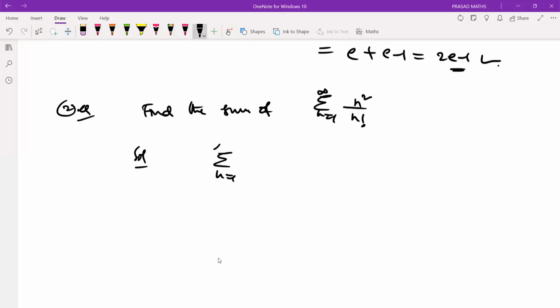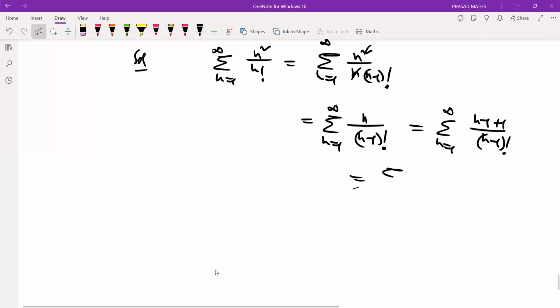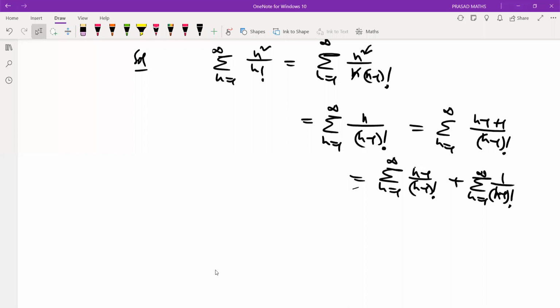So what is this exactly? Summation n equals 1 to infinity n square by n factorial. What is this exactly? Summation n equals 1 to infinity n square by n into (n minus 1) factorial. Again n square cancels. Therefore summation n equals 1 to infinity n by (n minus 1) factorial. Again you can split it: n minus 1 plus 1 over (n minus 1) factorial. But what is this exactly? Summation n equals 1 to infinity (n minus 1) by (n minus 1) factorial plus summation n equals 1 to infinity 1 by (n minus 1) factorial.